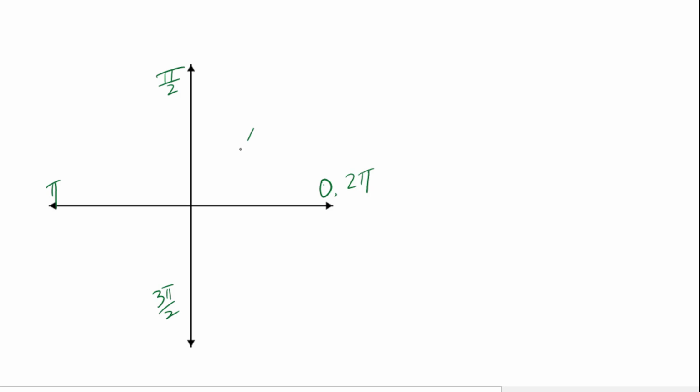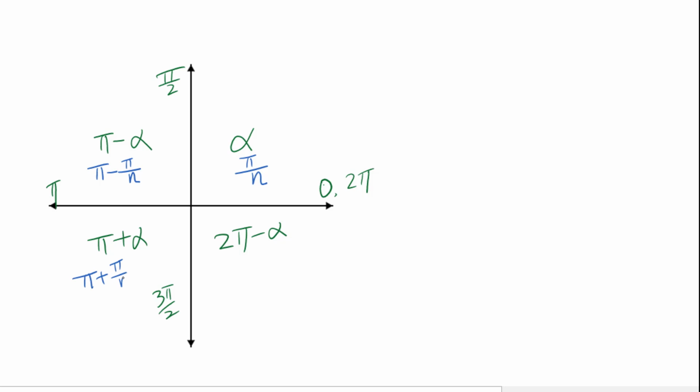For reference angle alpha, we have pi minus alpha, pi plus alpha, and 2 pi minus alpha. Suppose this time we use pi over n to stand for the reference angle. So we have pi minus pi over n, here pi plus pi over n, and 2 pi minus pi over n.